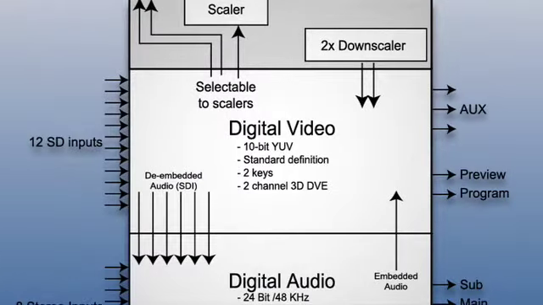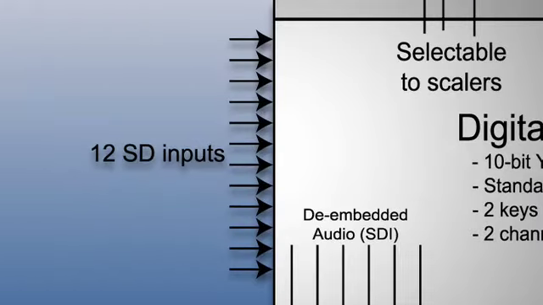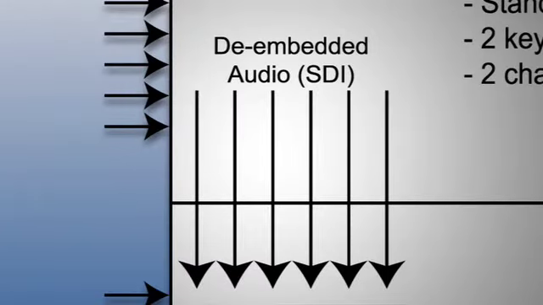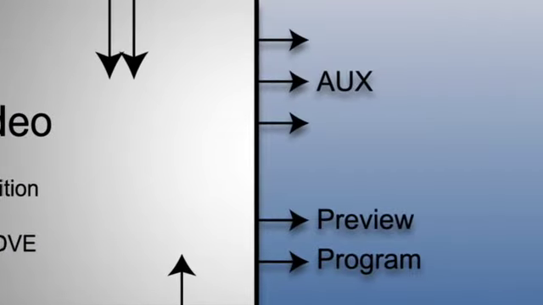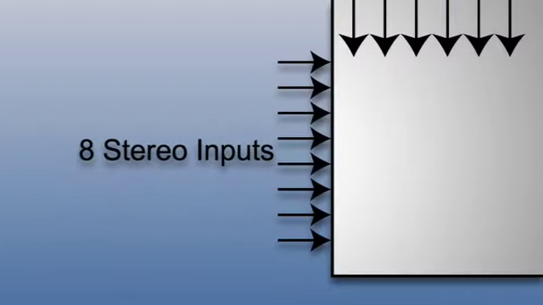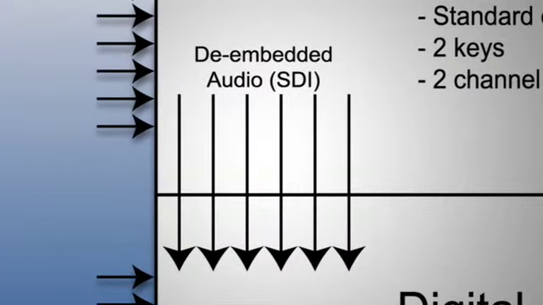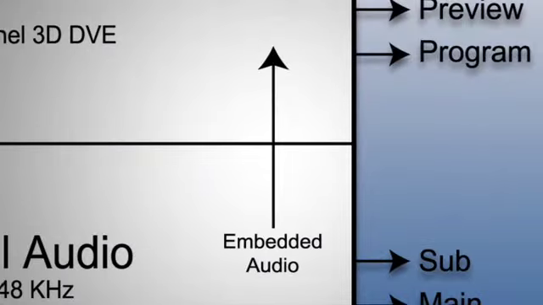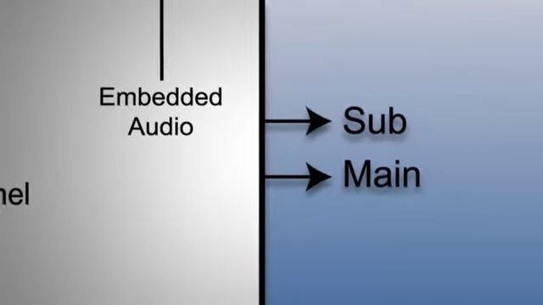In standard digital video, you have 12 SD inputs. From those inputs, you can de-embed up to 6 channels of digital audio from SDI input sources. SD video has a program output, a preview output, and 3 auxiliary channels. Digital audio has 8 stereo pairs available for input and can receive up to 6 channels of embedded audio from SDI video sources. The audio can then be re-embedded in SDI video or output as part of the main and sub audio outputs.